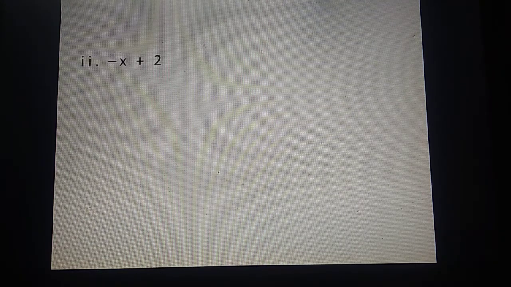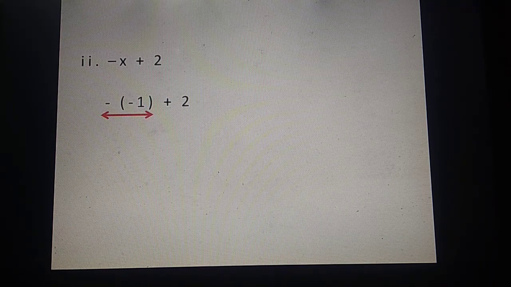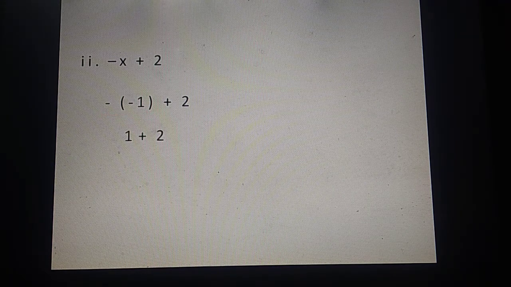Next, minus x plus 2. Here you will replace x by minus 1, but x is already having a minus sign. So we will put minus 1 in the bracket. Finally, we will write this term as minus, in the bracket minus 1, plus 2. Now, in the first term, how many minus are there? There are 2 minus. So minus minus means plus. Or you can say there are 2 minus, that is an even number of minus. So it will become positive and you will get only 1 plus 2. When you add them, you will get 3.